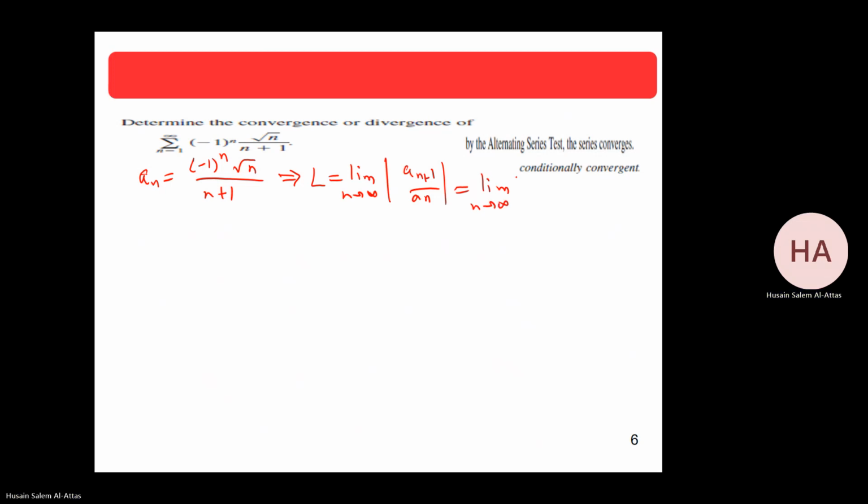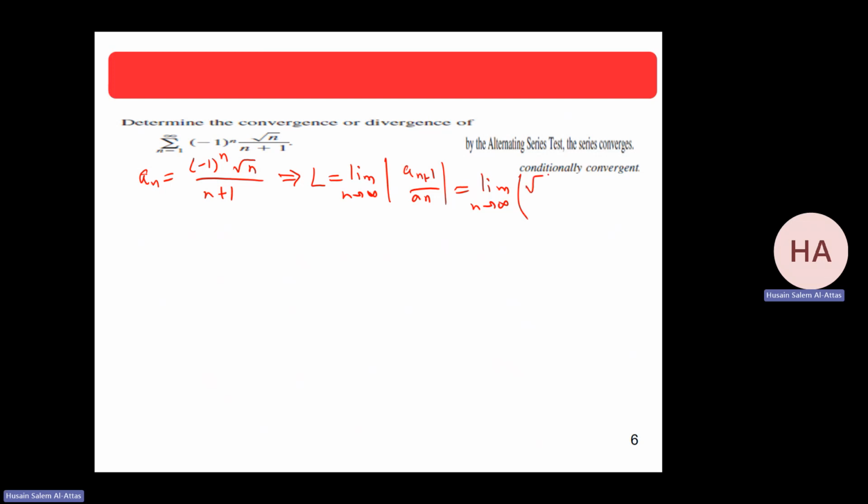Okay, now let me do this one. What is a_n? a_n is (-1) to the power n times square root of n over n plus 1. Now let me find L. L will be the limit as n goes to infinity of the absolute value of a_(n+1) over a_n. Since I'm using the absolute value, I will not care about the minus sign. I get rid of this minus sign.